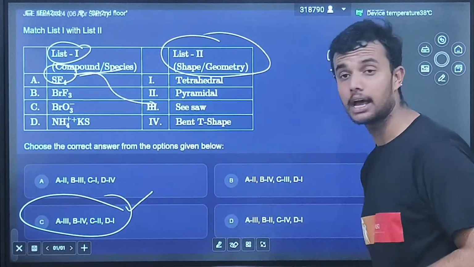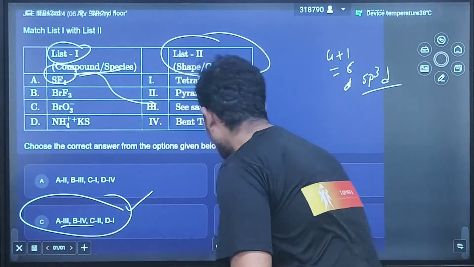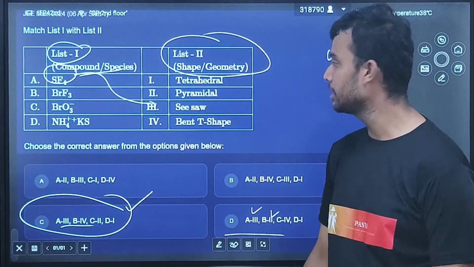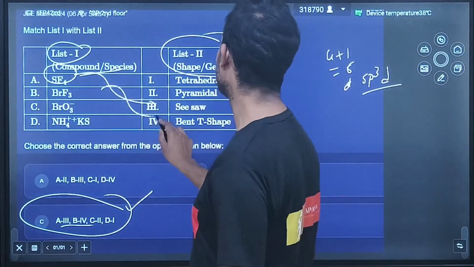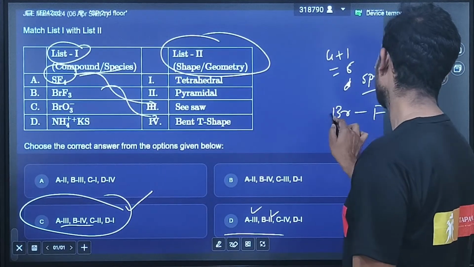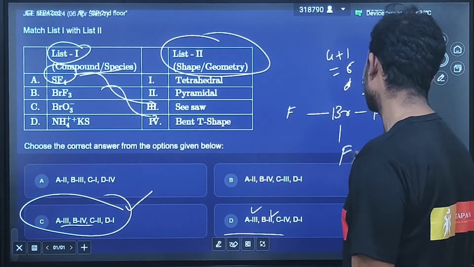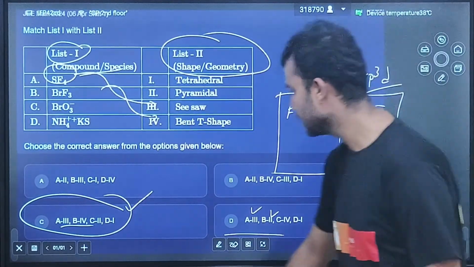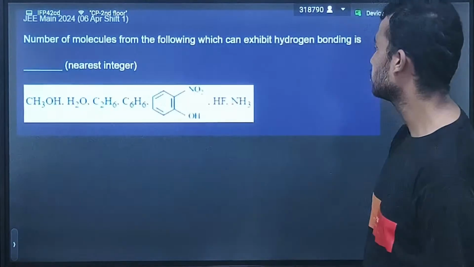If you check this, most of the options contain a common one. If most of the options contain a common one, then you can easily get the answer. But the fourth one, BrF3, bent shape, T shape. How? Br, F, F, F. This is the shape. T shape is there. Correct? I hope it's clear. Next, move on to the next question.